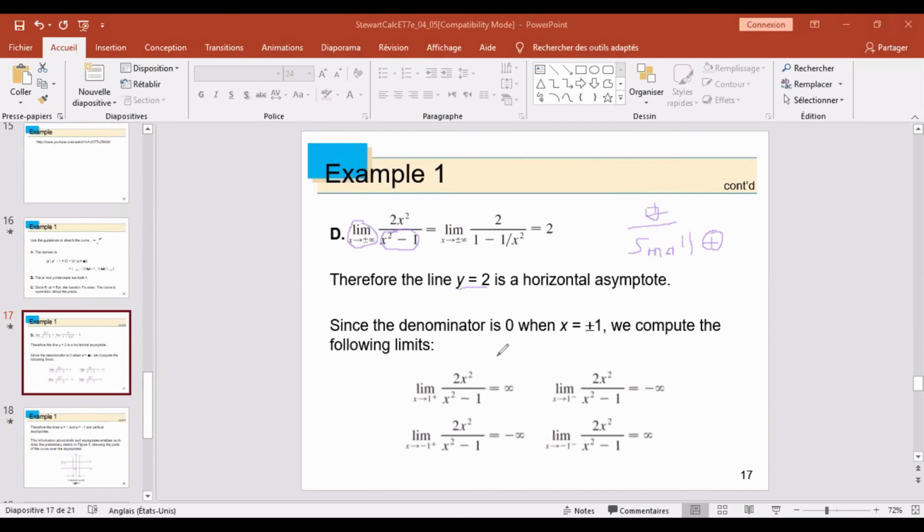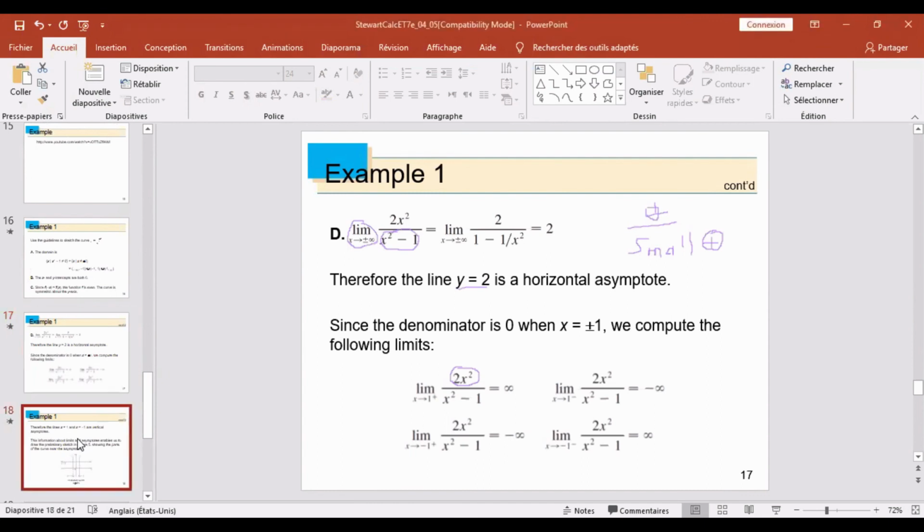Here, for 1 plus, this term goes to 2 anyway. However, in 1 plus, x squared minus 1 is positive. That's why 2 divided by something small positive is infinity. However, here, 2 divided by something small negative is negative infinity. And so on. Then we have these 4 limits.